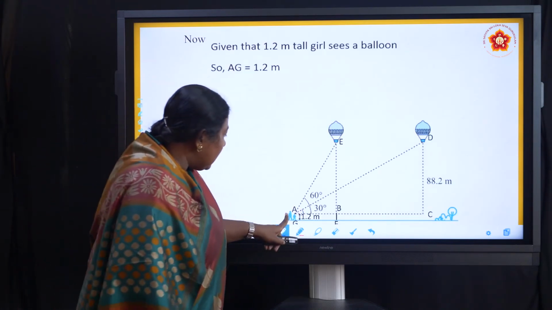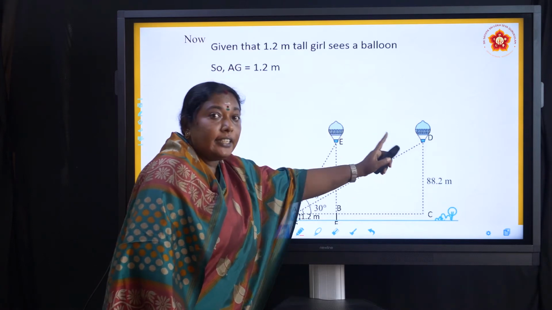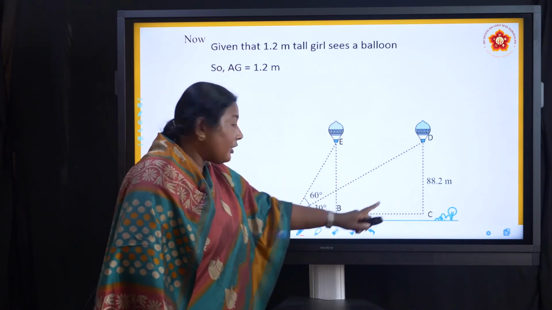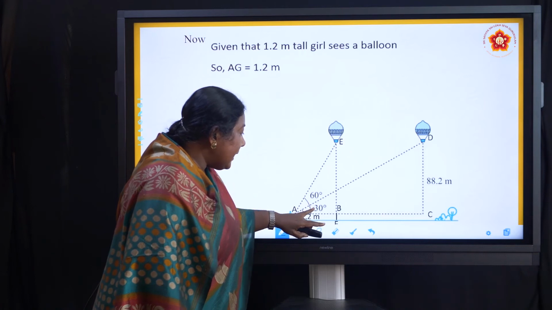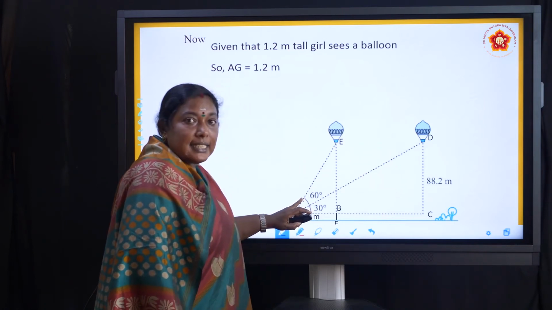So here a girl is standing, a balloon is there, the balloon is moving horizontally, and I know that now it is moving away from the girl at the angle of 30 degrees. At the last it is moving at the angle of 30 degrees. First it was at 60 degrees.